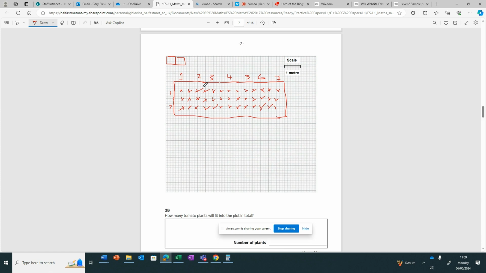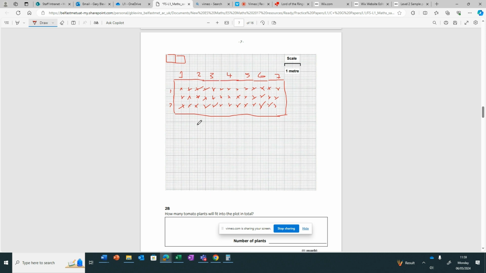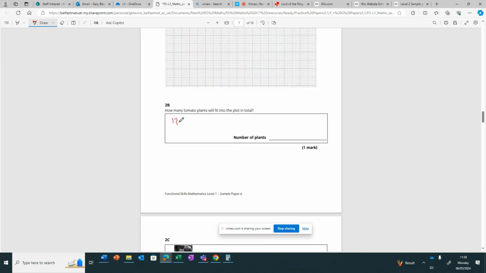How many plants will fit in? We've got 1, 2, 3, 4, 5, 6, 7, 8, 9, 10, 11, 12, 13. And we've got 3 rows of 13. So we've got 13 times 3, or 13 plus 13 plus 13 is 39 plants.